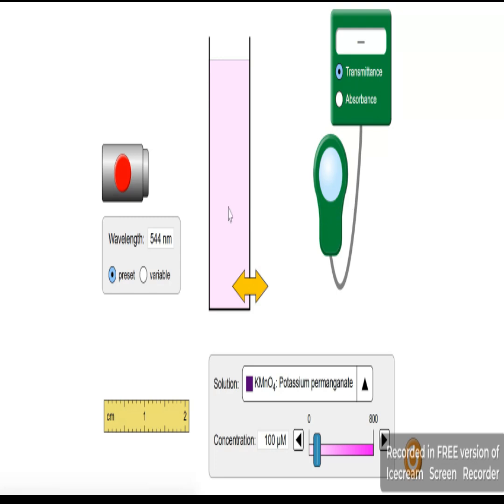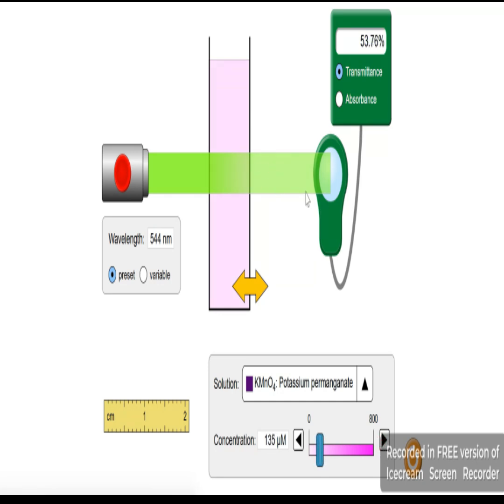So first we will turn on the lamp and see the transmittance of light. Depending on the concentration of the solution, the light is absorbed from the light source. Let's see what will be the effect on the absorbance of light by increasing the concentration. If we increase the concentration of the solution, we see the absorbance increase and the transmitted light decrease.